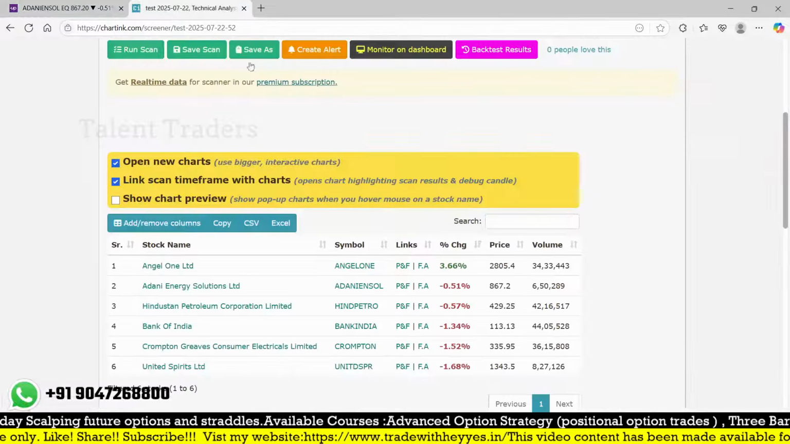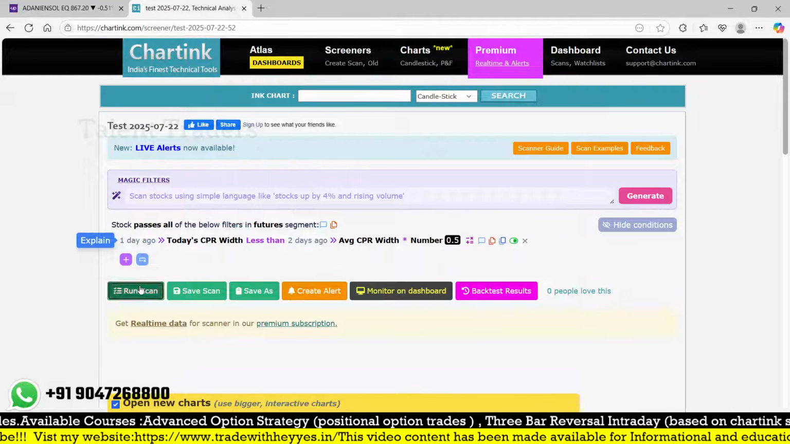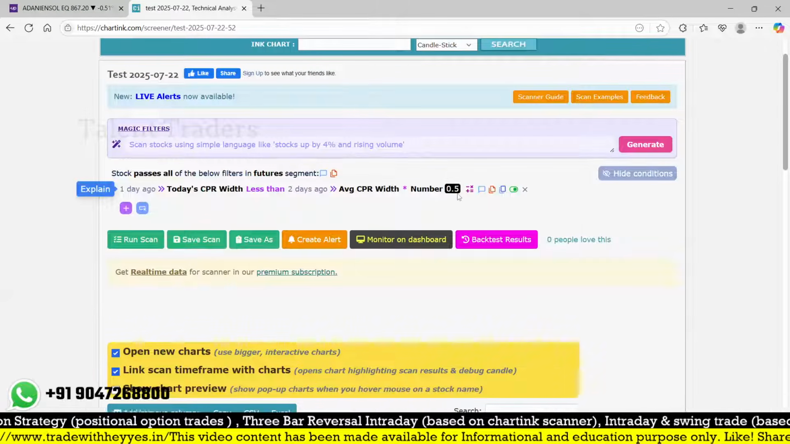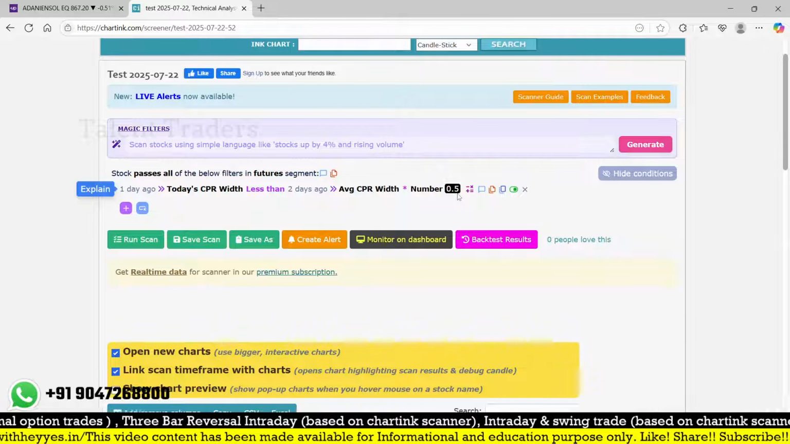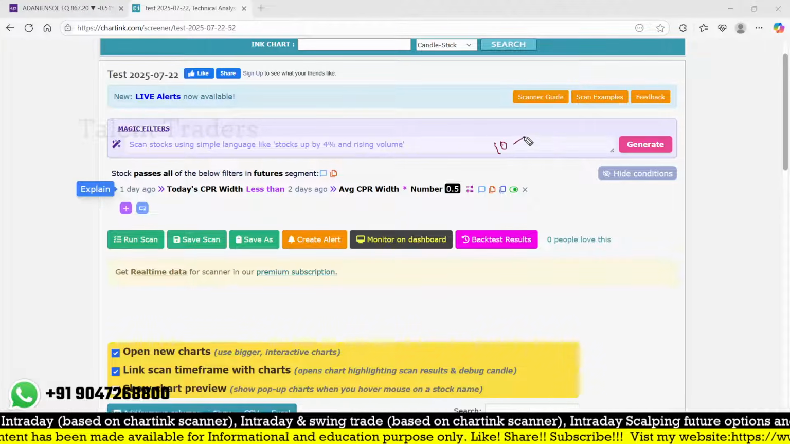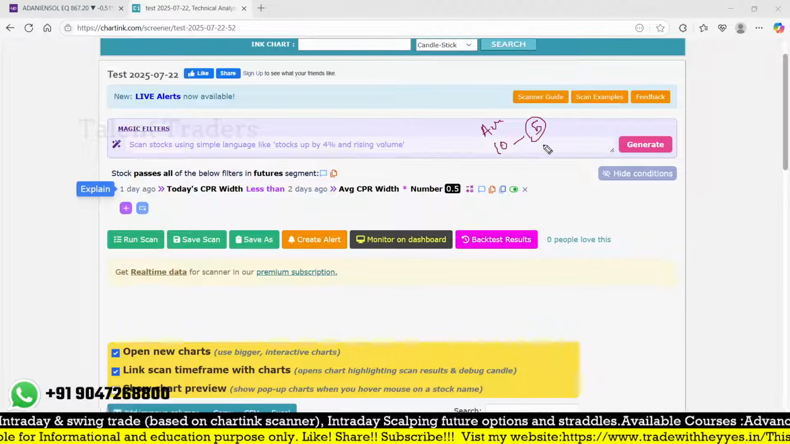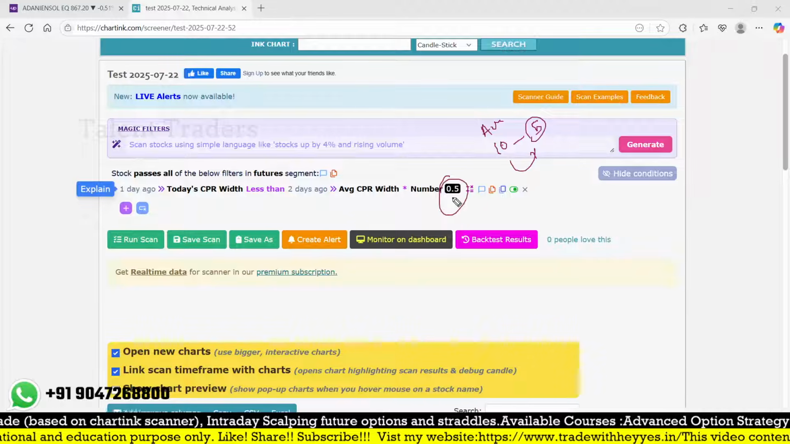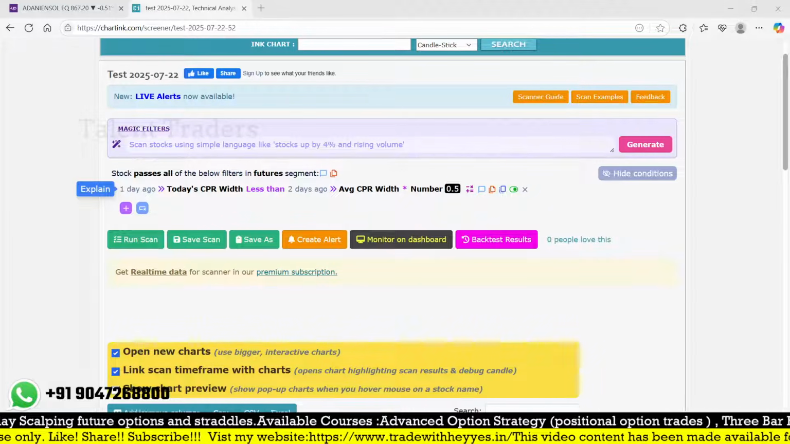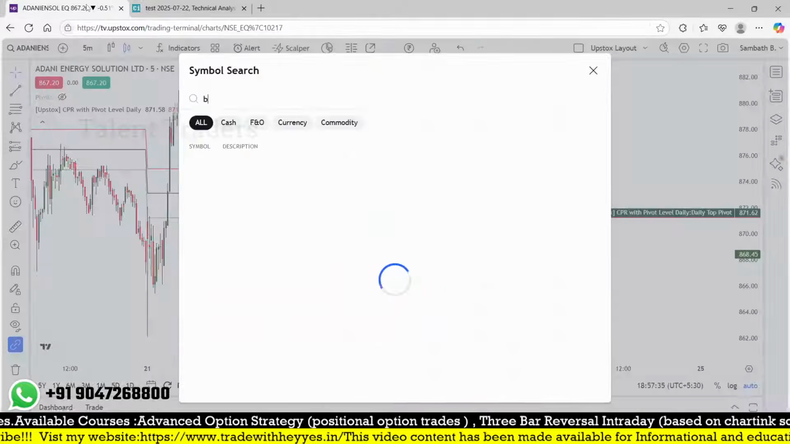Even lesser, 0.5, I can find it, which means it will show you very tight ranges. Previously I was using 0.75. If I'm calculating the average as, for example, 10 rupees, I'm focusing only on today being a 5 rupees gap. So this will fetch you a smaller number of stocks instead of a huge number. These are all the opportunities in Bank of India, United Spirits.